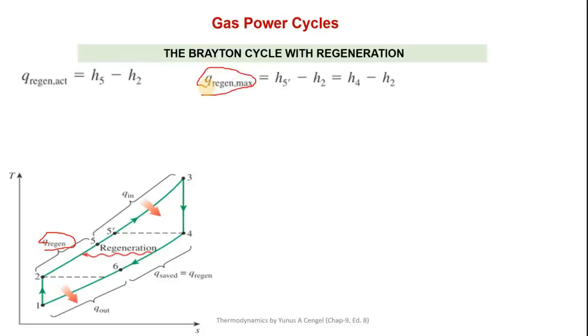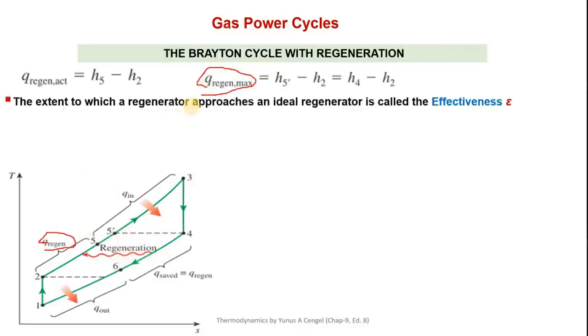Based on this, we can also define an efficiency term for this heat exchanger or regenerator. The extent to which a regenerator approaches an ideal regenerator is called effectiveness. So now we can define the effectiveness of this heat exchange process, or the regeneration process. How is it defined?